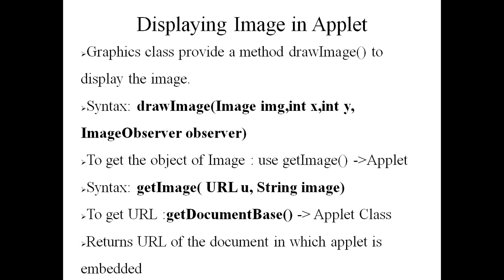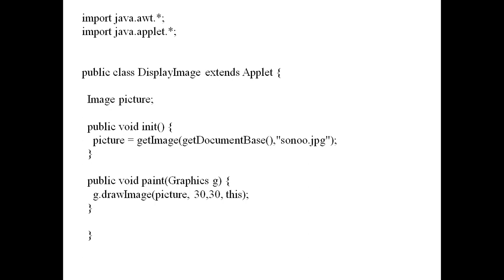So the first parameter is the Image img. In our case, it is stored in picture, because picture is the object of Image. And the position X and Y is mentioned here as 30, 30. That is the position where the image will be displayed. And the object of ImageObserver, here it is put as this, because this always refers to the current object. So this is how you use the drawImage method for displaying the image in the body of the applet. You just have to know there is a method called drawImage in the Graphics class which is used for displaying the image.